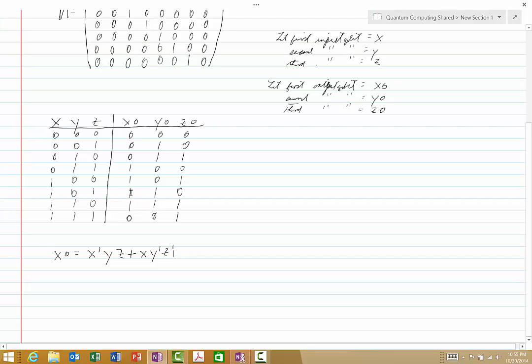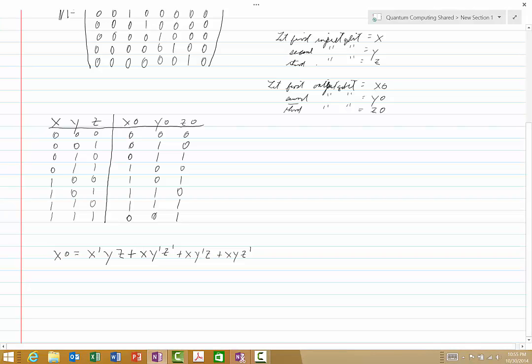Okay, to take care of this one, we need to include x, y prime, z. That will take care of this one, x, y prime, z. And then finally, to take care of this one, we need x, y, z prime. And I'll go ahead and write, because what we're going to do now is use the Quine-McCluskey method to find hopefully a more efficient expression for x naught.